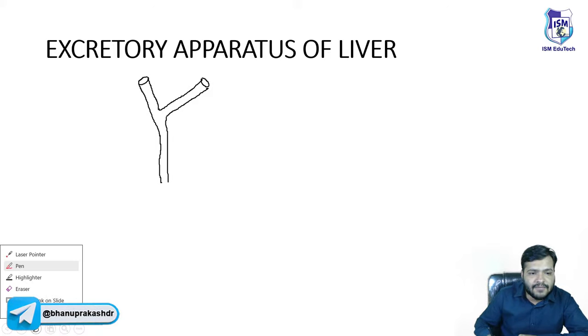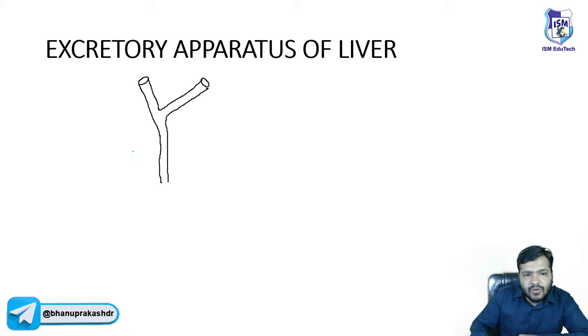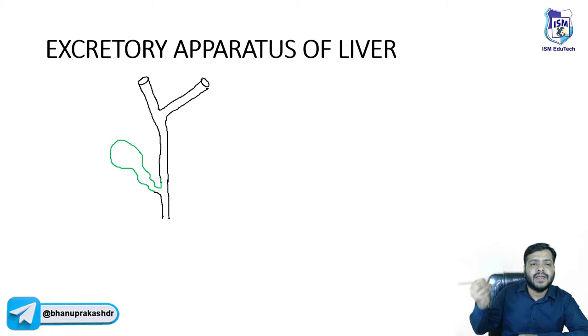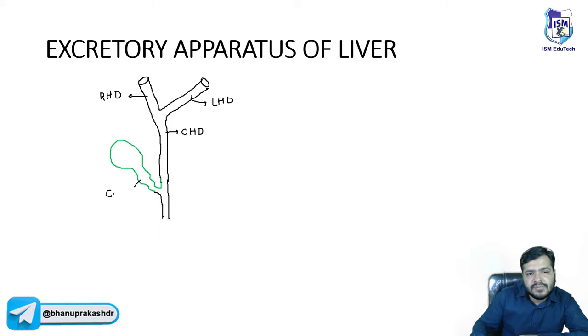You all are aware that we have the gallbladder, and the gallbladder has this cystic duct, which is combining with this particular duct. In turn, it leads to the formation of a new duct, that is the common bile duct. So we have the left hepatic duct, the right hepatic duct, the common hepatic duct, the cystic duct, and this is the common bile duct.